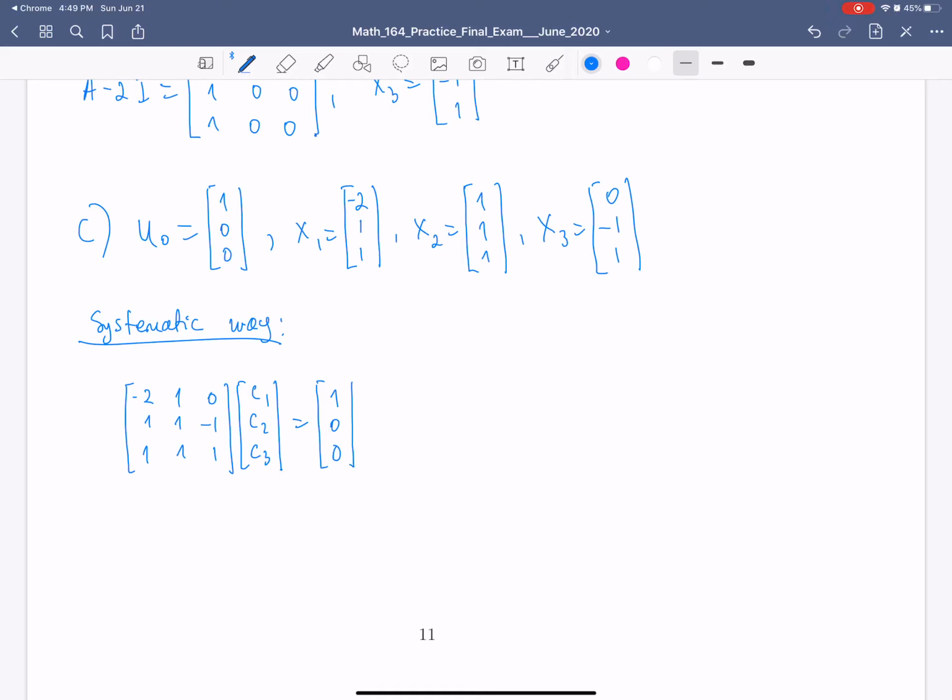So you set it up like this, and you can actually solve this using Cramer's rule, if you like. So the systematic way is to find C1, C2, C3 such that, well, to solve this system. What these C's are saying is that C1 x1 plus C2 x2 plus C3 x3 equals U naught. That's what those C's are doing.